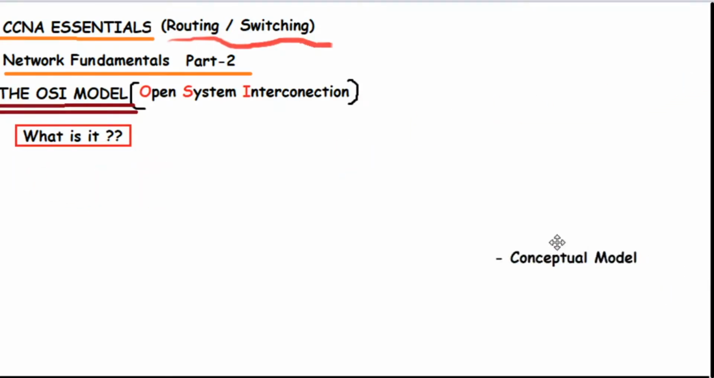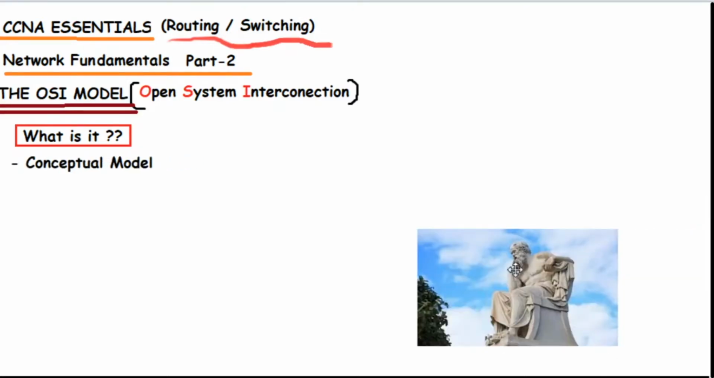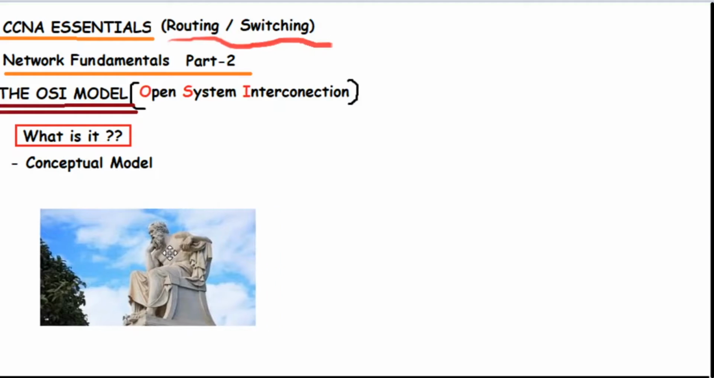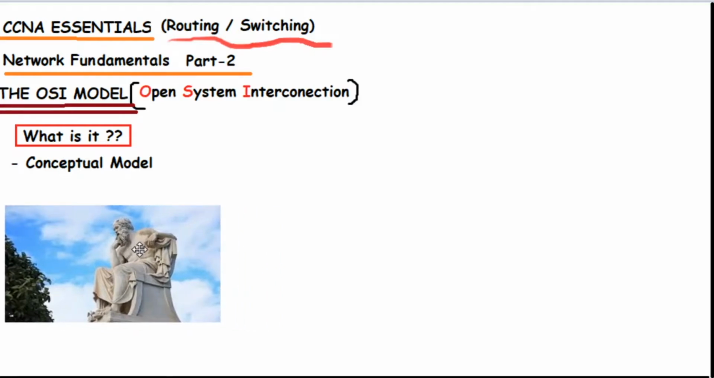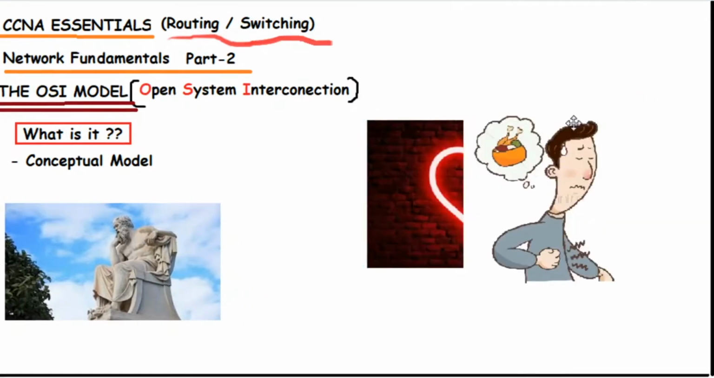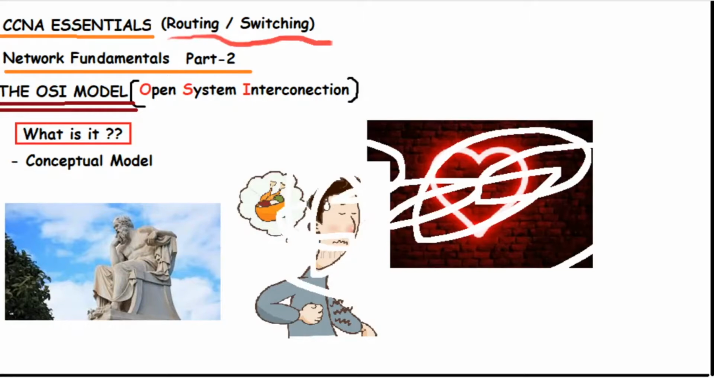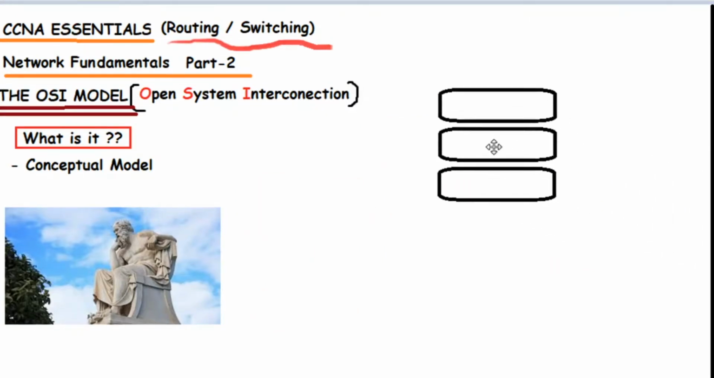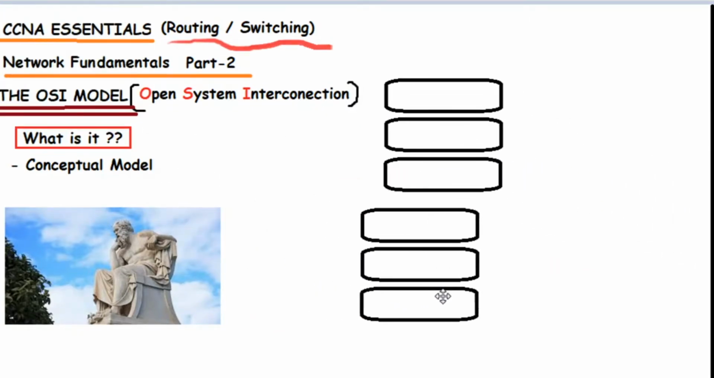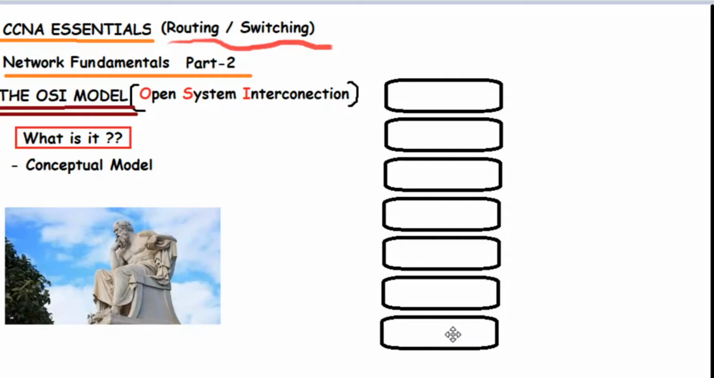It is a conceptual model, meaning it's not something palpable like a device, and it's not a protocol or a software that you need to install. No. It's just a concept, like love or feeling hungry. That concept is composed of 7 layers. They come stacked on top of each other. The bottom one is the first layer, and the top one is the 7th. And I think that you can guess that this is the 2nd, 3rd, etc.